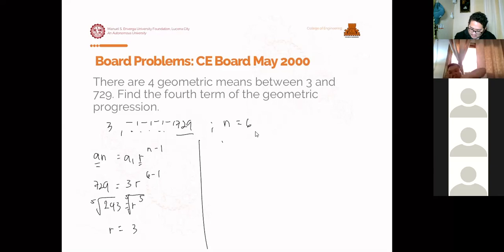Pinapahanap yung fourth term. So, n is equals to 4. So, A4 is equals to A1 times yung R natin, then 4 minus 1. So, we have 3, 3, 3. So, 27 times 3 equals 81. So, ito yung fourth term na hinahanap natin.